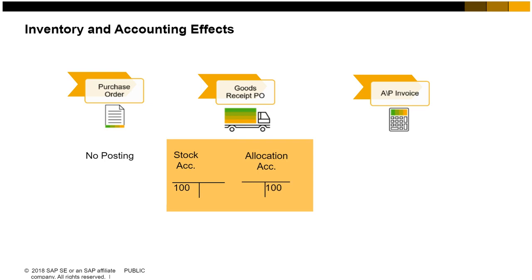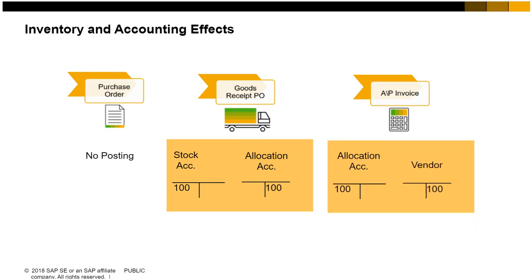The allocation account's total balance represents the value of all open goods receipts POs that are not yet copied to an AP invoice. Later, when the AP invoice is posted, the goods receipt PO is closed. At that point, the AP invoice creates a journal entry that posts the invoiced amount to the debit side of the allocation costs account and to the credit side of the vendor account. In this way, the amount in the allocation cost account from the goods receipt PO is cleared, and the system records the amount owed to the vendor.